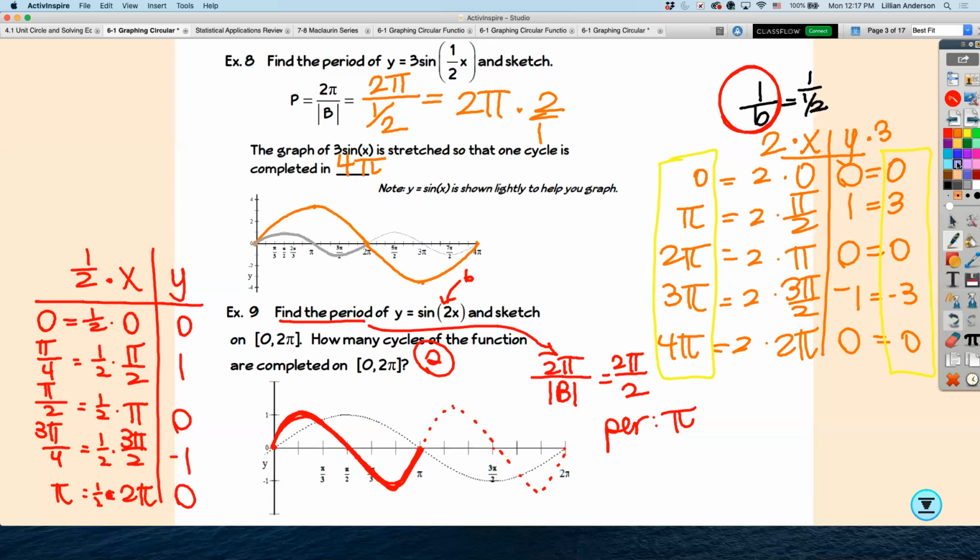Even without drawing it, I can know that because B also tells me the number of cycles I'm going to have between 0 and 2 pi. So I'll have 2 cycles. I'll have half a cycle. Does everybody see that? From 0 to 2 pi, it was only half of a cycle that was completed. So B also tells you your number of cycles.